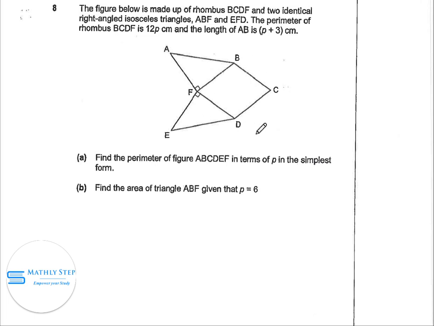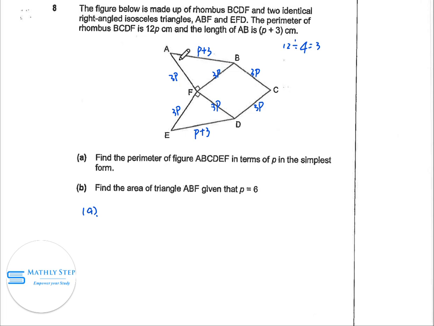Okay, because this is a rhombus, we know all these lines are equal and they add up to 12P. So 12 divided by 4 equals 3. So this is 3P, this is 3P, 3P, and 3P. And we know AFD is a right-angled isosceles triangle, so AF and FB will be equal to 3P and 3P as well. And AB is P plus 3, and DE, this angle is identical to this angle, so DE is also P plus 3. Okay, now we can calculate for question A.